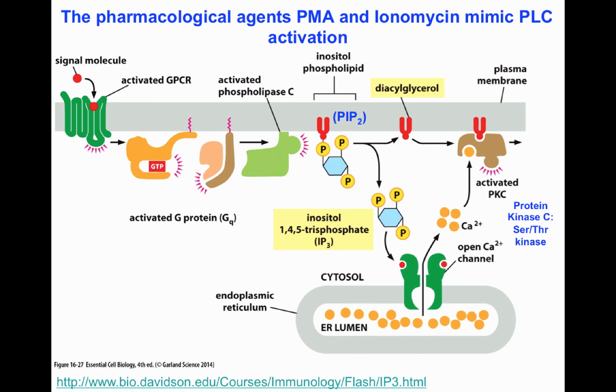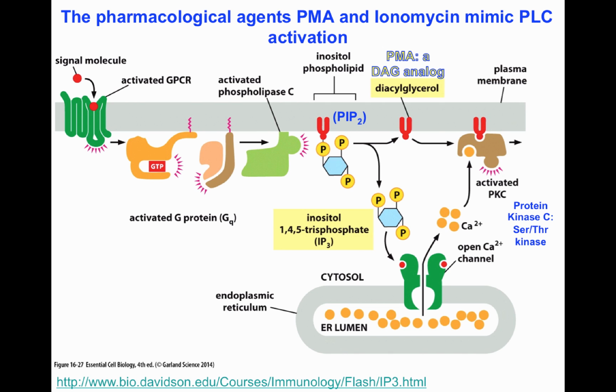Now, there are ways in which we can mimic the effect of phospholipase C, and we have two pharmacological agents that allow us to do that. The first one is called PMA, phorbol myristate acetate. PMA is an analog of diacylglycerol, and it helps activate protein kinase C.